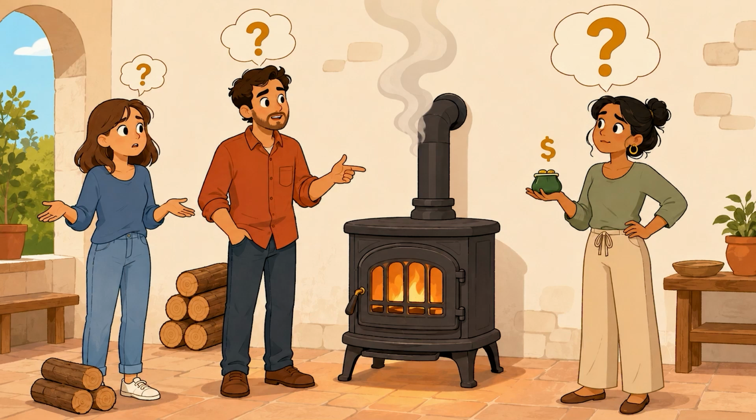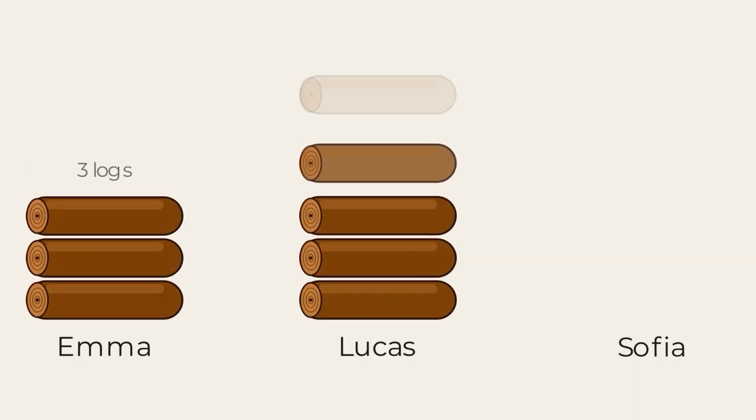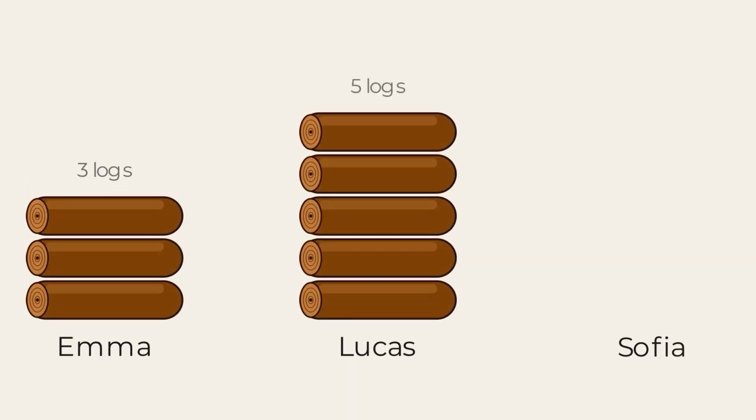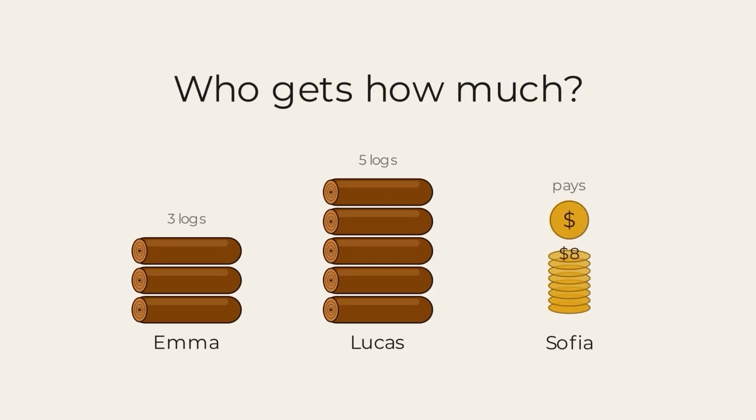Three neighbors share a single wood-burning stove, and a question none of them can agree on. Emma brings 3 logs. Lucas brings 5. Sophia brings none at all, but she does pay $8 for the fuel she used. The $8 has to be split between Emma and Lucas. Who gets how much? Pause and try it.